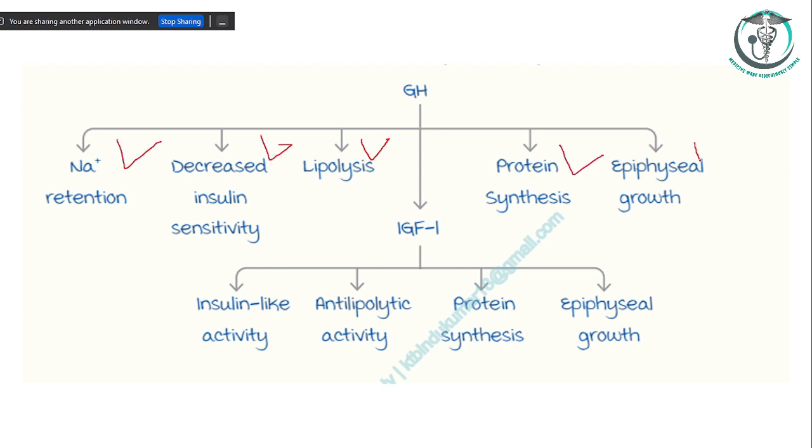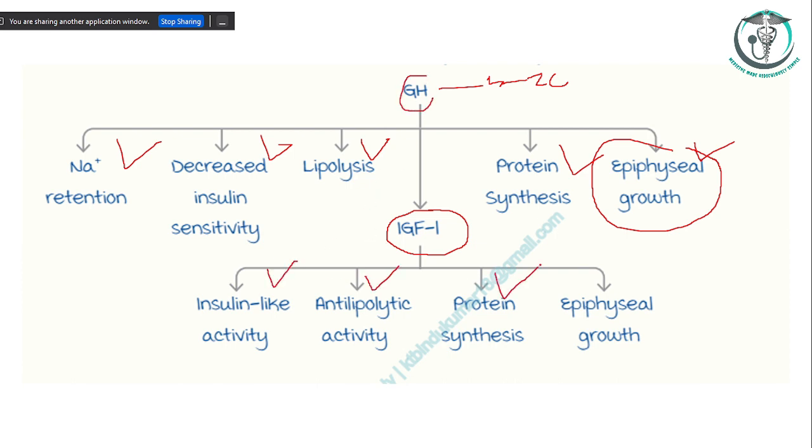On the bones, what does it do? It goes to the epiphyseal growth plates and causes an increase in the bones. Then protein synthesis, lipolysis, decreased insulin sensitivity and sodium retention. But because its lifespan is just 5 to 20 minutes, before it even does everything, it disappears. But it would have stimulated the liver to produce IGF-1, and IGF-1 will continue with the functions of growth hormone, which are these.